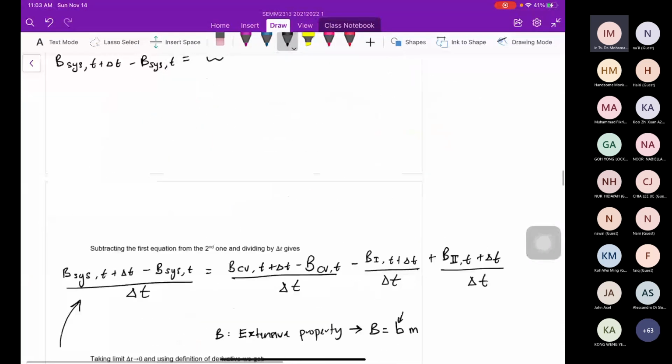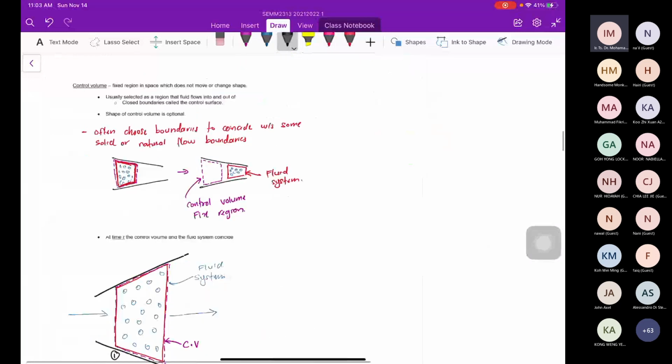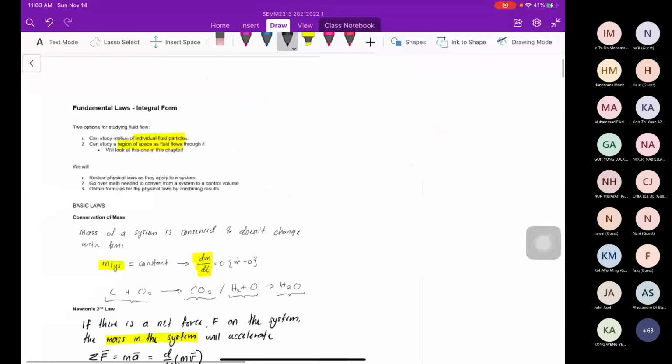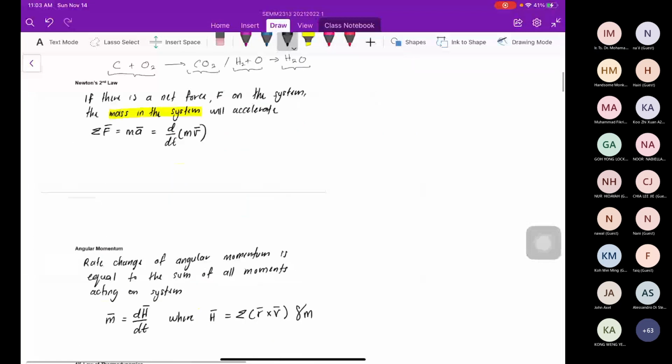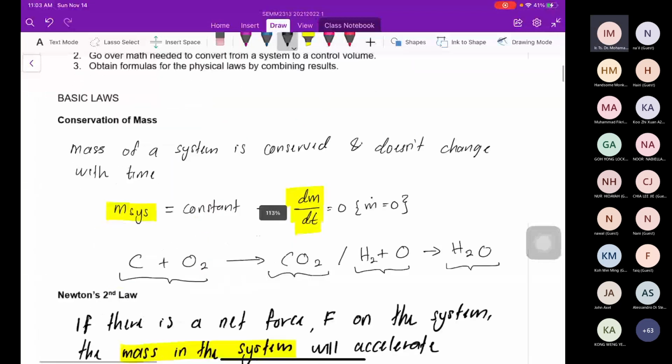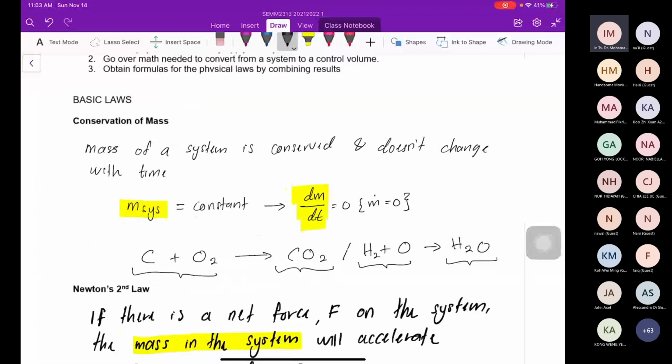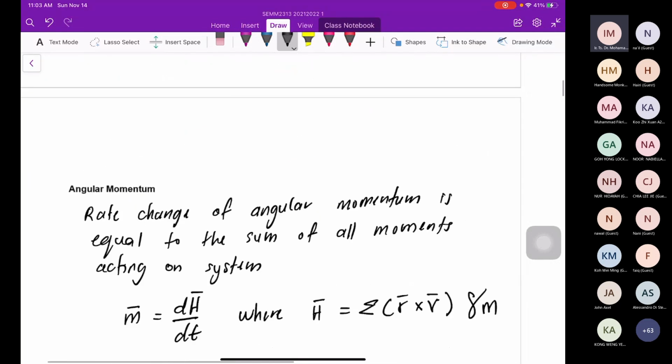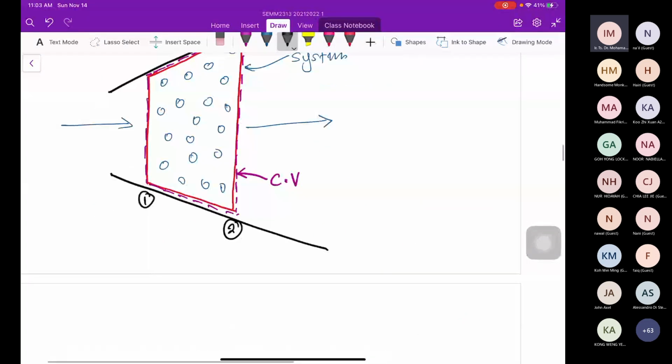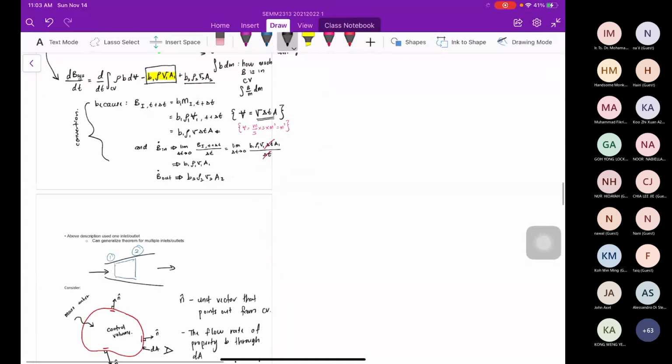Remember previously our fundamental law mentioned the conservation of mass. This is dm over dt equal to 0. That means the mass of a system is conserved. This is for the system. I mention again, this is for the system. How do we change from dm over dt to the control volume? I want to change it into the form of the control volume.